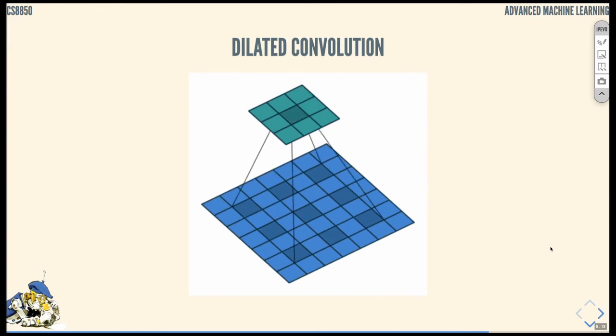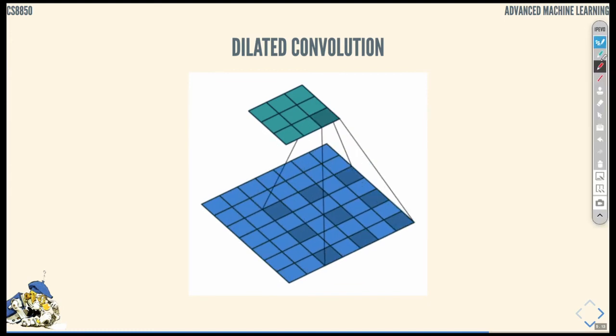Another building block, another element is dilated convolution. Dilated convolution is very important, actually, an interesting idea for the following reason. Imagine, let's just consider one-dimensional convolution.